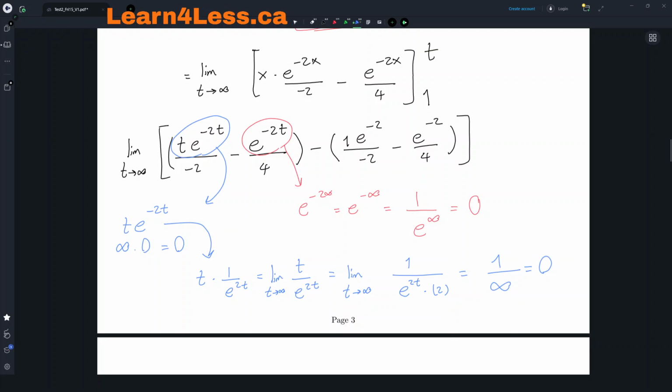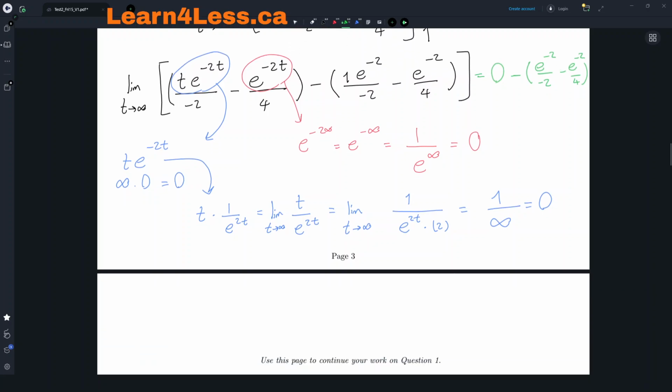So what we get here is 0 from this part, 0 from this part. So basically, the upper bound is 0 when we plug that in. So what we are left with is just this part. So I just write that 0 because of this part, minus bracket, this 1 we don't have to write, e to the negative 2 over negative 2 minus e to the negative 2 over 4. So this would be the final answer.